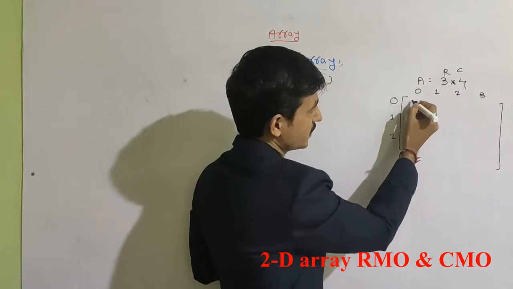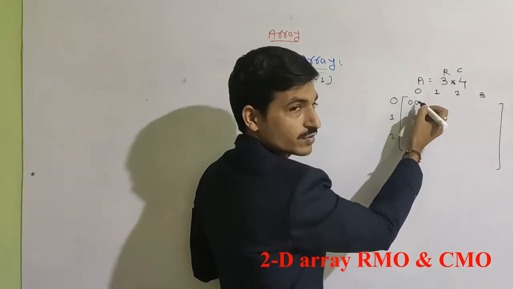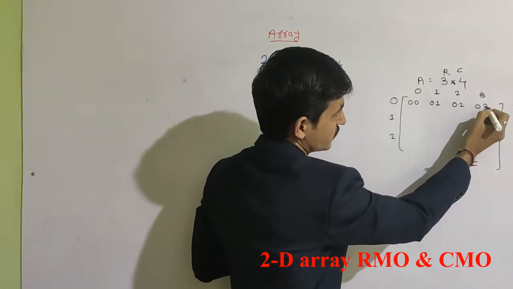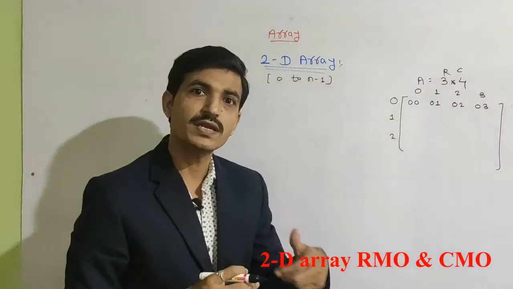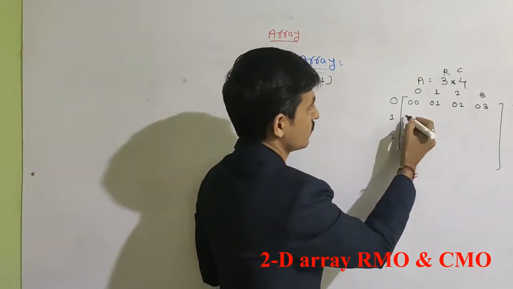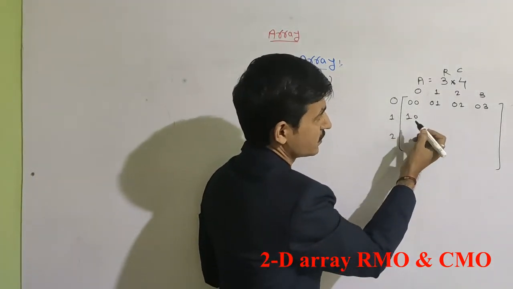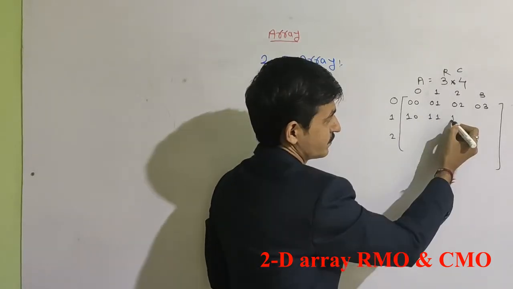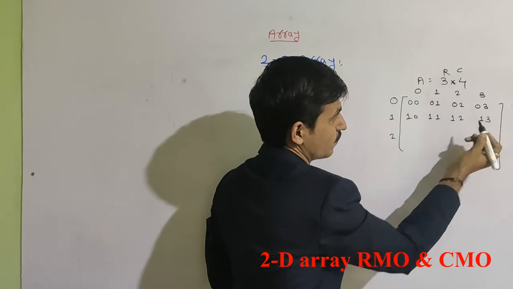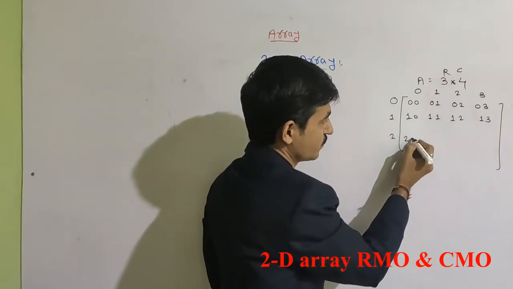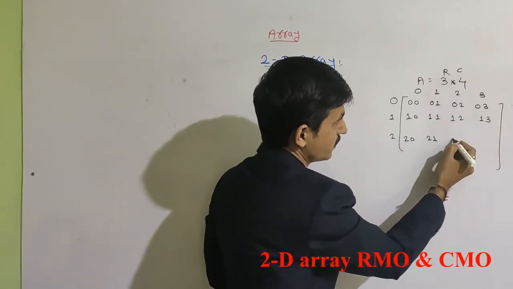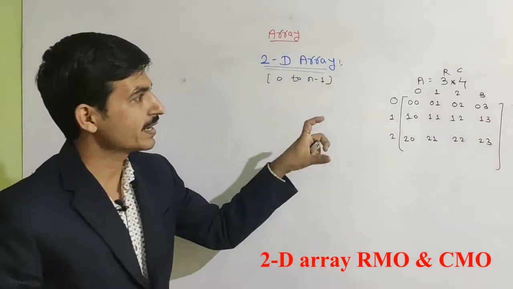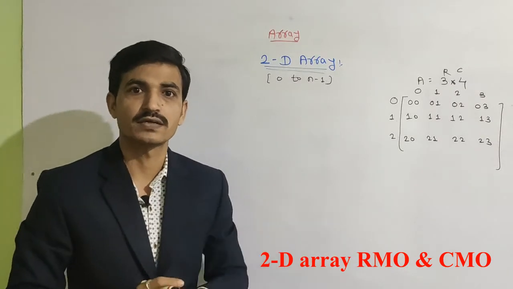So these are the locations: 0,0, 0,1, 0,2, 0,3 for the 0th row, and then similarly for the next row, 1,0, 1,1, 1,2, 1,3, and then 2,0, 2,1, 2,2 and 2,3. So this is the arrangement of elements in a two-dimensional array.